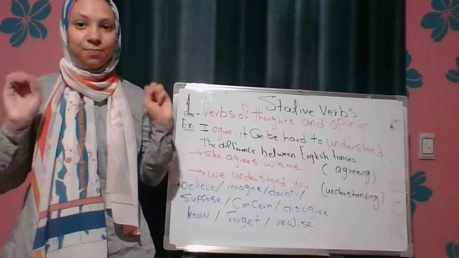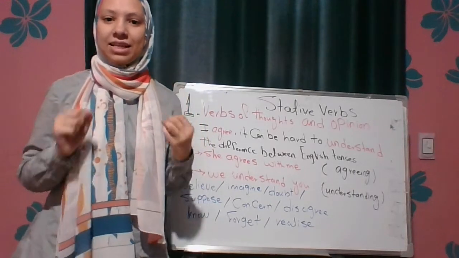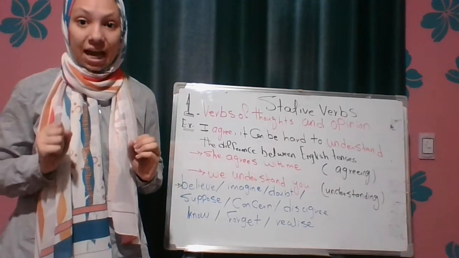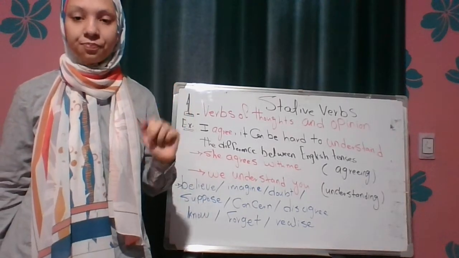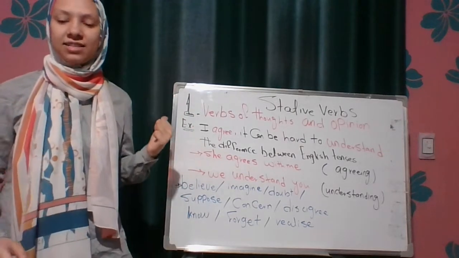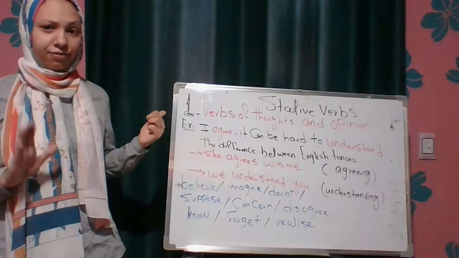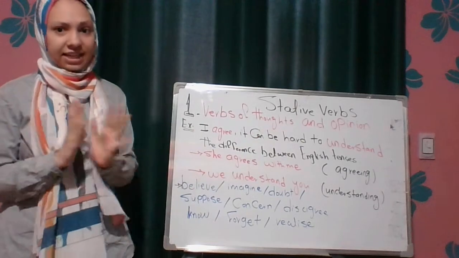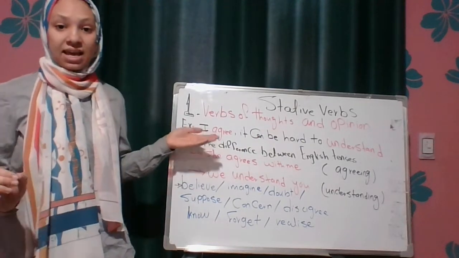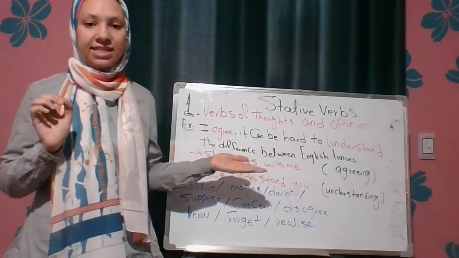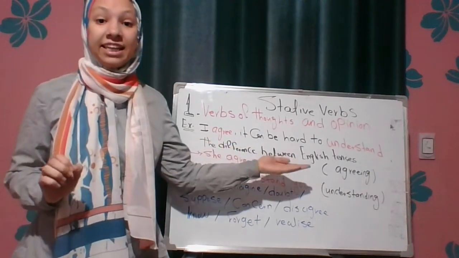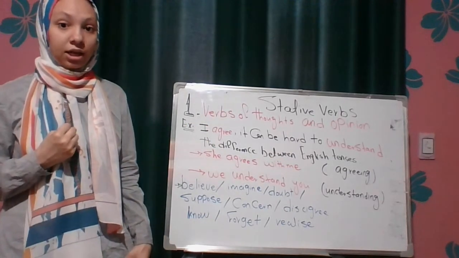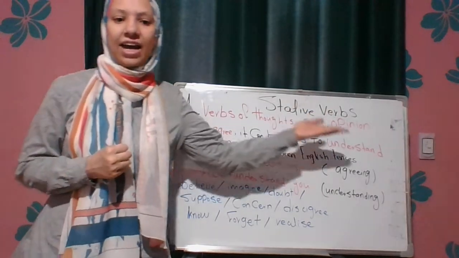Okay, so just put these basics down. Let's learn the stative verbs in context. We break them down into 5 categories as I said. Let's talk about the first group of the stative verbs: verbs of thoughts and opinion. Let's take an example. I agree it can be hard to understand the difference between English tenses. In this sentence there are 2 stative verbs. Can you see them? Agree and understand.